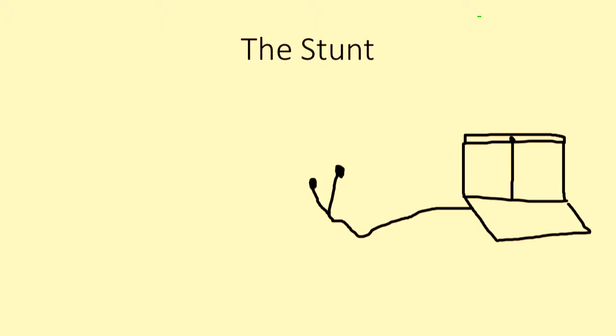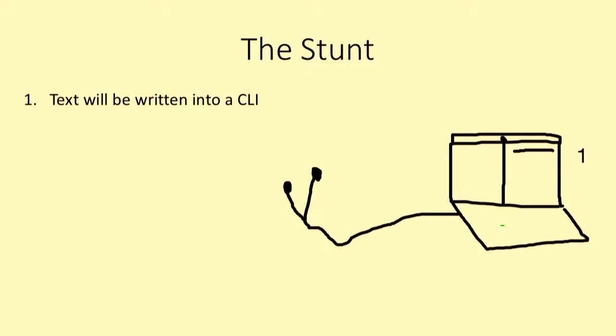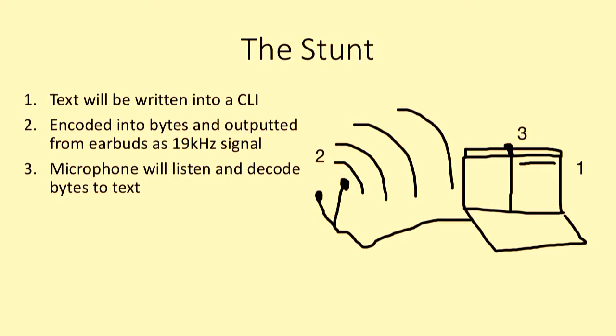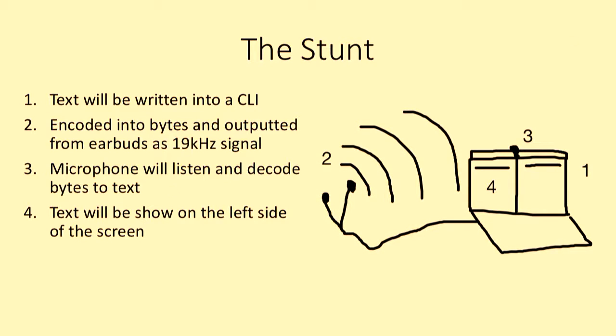So what the stunt's going to be is I have my laptop here set up, and I've got some earbuds over there. And on one side of my CLI, I'm going to write some text. This text is going to be encoded into bytes, and my earbuds are going to send the signal at 19 kilohertz, and my microphone's going to pick it up. Why am I using earbuds for this? I'm a maniac. So the microphone will listen, and will decode the bytes back into text, and then on the other side of the screen, you'll be able to see the text show up.